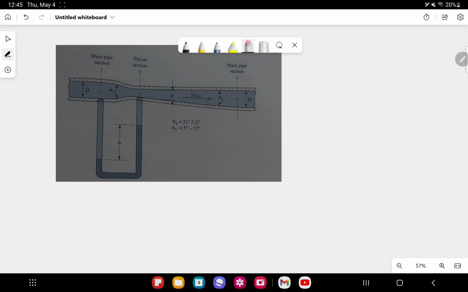Now this is a pipe, and the geometry of the pipe is similar to that of a nozzle. This one is a differential manometer, and the differential manometer is filled with mercury.